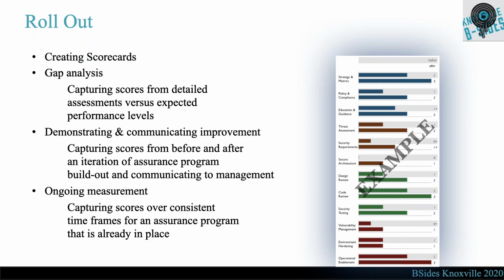After implementation, we need to create and update scorecards at regular intervals by capturing scores from before and after an iteration of assurance program build-out, and communicate this progress to the management. The key thing over here is communication. These phases last somewhere between 3 months to 12 months, maybe 15 months, so it depends on the scope of rollout. A phase can last about 3 months or up to 12 months, but the key thing is you need to communicate the progress to senior management at regular intervals.